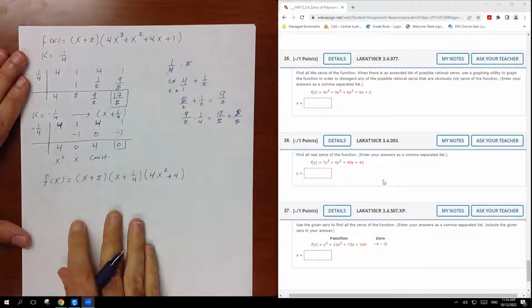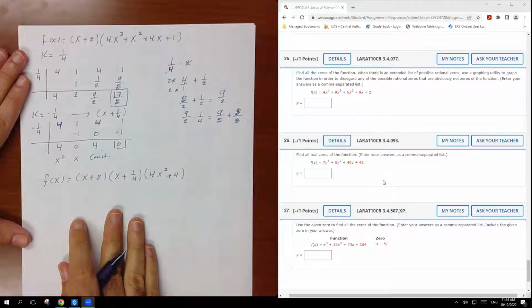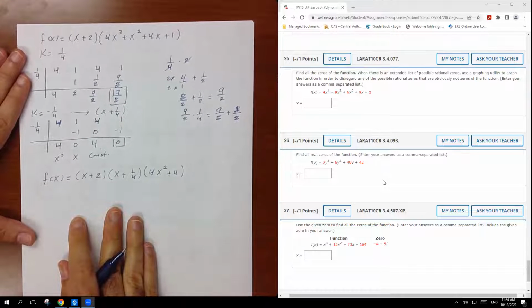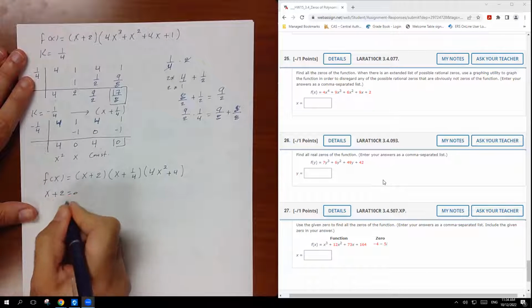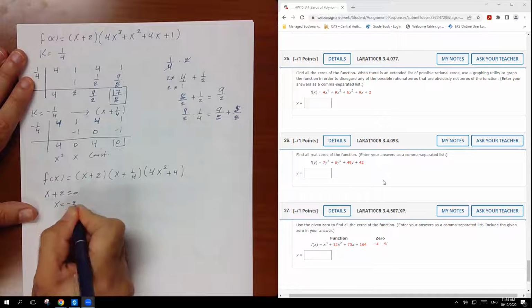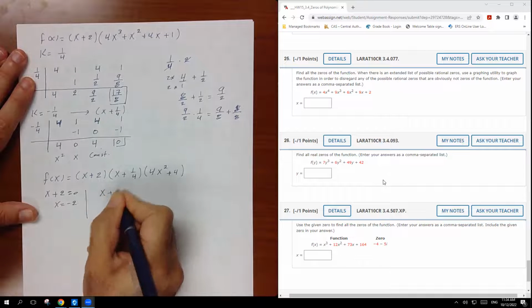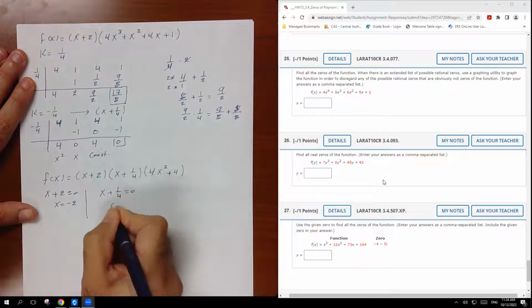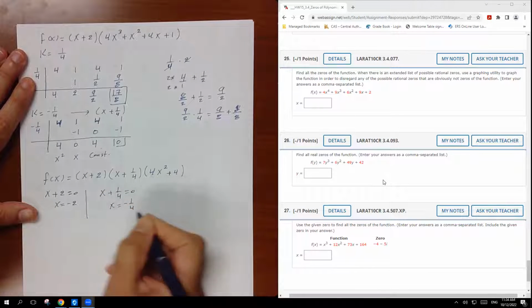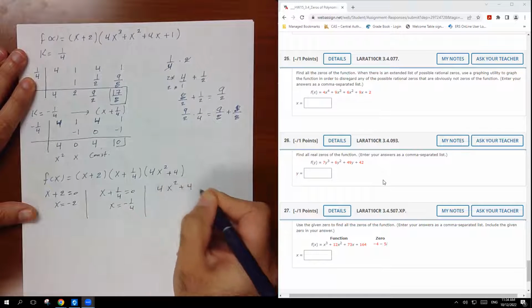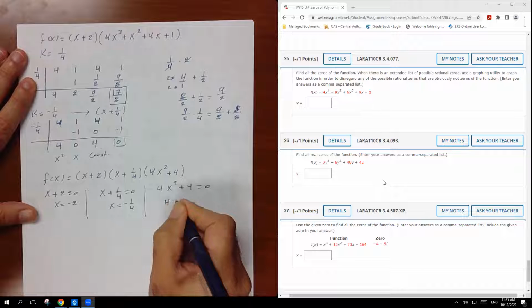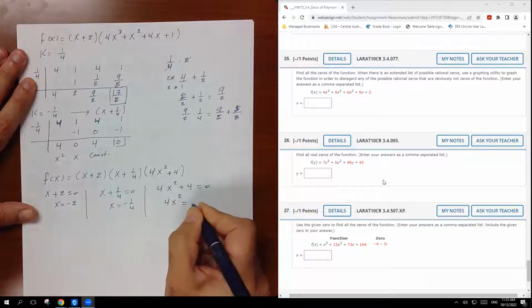To find the zeros, because they ask you to find all real zeros, for example 25, yes. So we're going to solve this one. So x plus 2 equals 0. That means x equals -2. x plus 1/4 equals 0. So x is going to be -1/4. And 4x squared plus 4 equals 0. That means 4x squared equals -4.